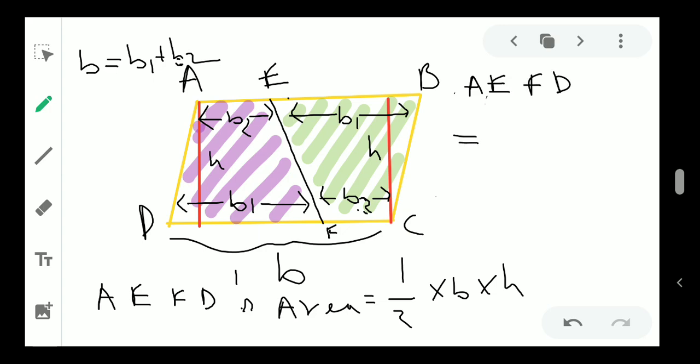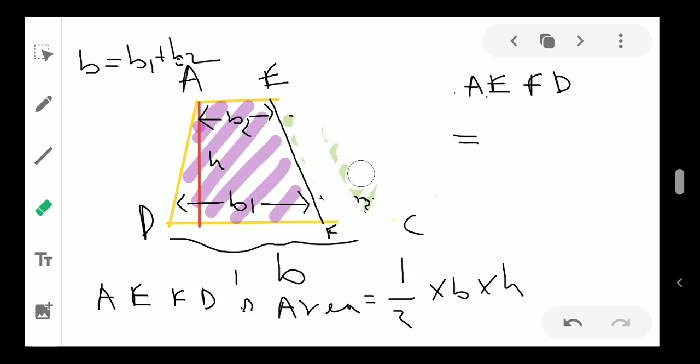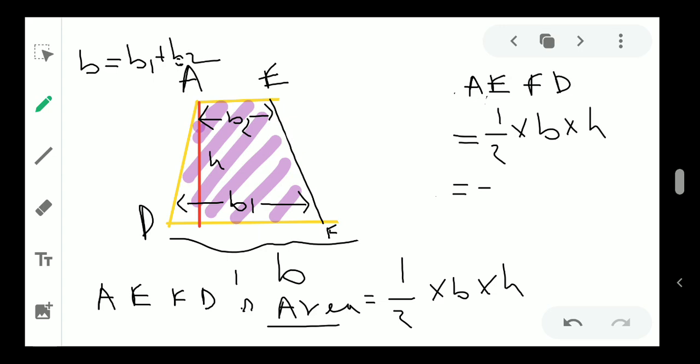So when I say the area of this AEFD, this violet colored trapezoid, how much would it be? I will remove the other portions and only look at this one. The area was half into base into height, but I don't know the total base. So what can I write? I can write half into b1 plus b2 into height. Now what is b1 and b2?